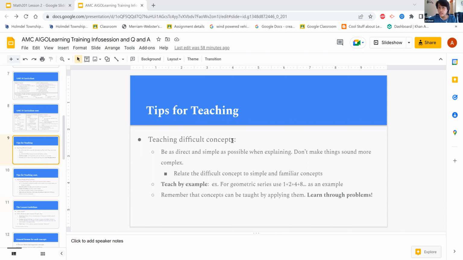For the people who just joined in, I can share the slideshow so that you guys can take a look at the previous slides.